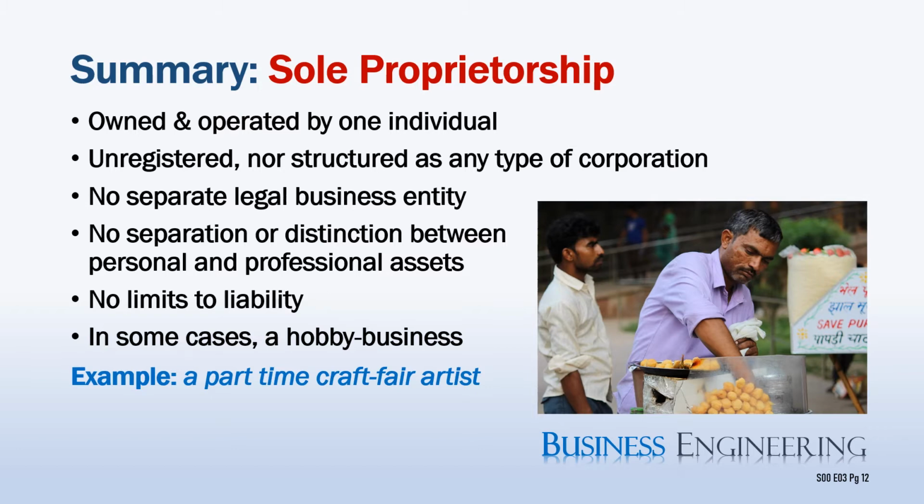The business is not registered or structured as any other business type, therefore, this is the default position of business ownership. In this type of ownership, there is no separate legal business entity. The person and the business are legally one and the same from a financial, taxation, and liability perspective. This also means the personal assets of the owner are not protected and are fair game against any claim of debtors and liability lawsuits. In some cases, this business type is considered a hobby business, especially if it is semi-recreational.